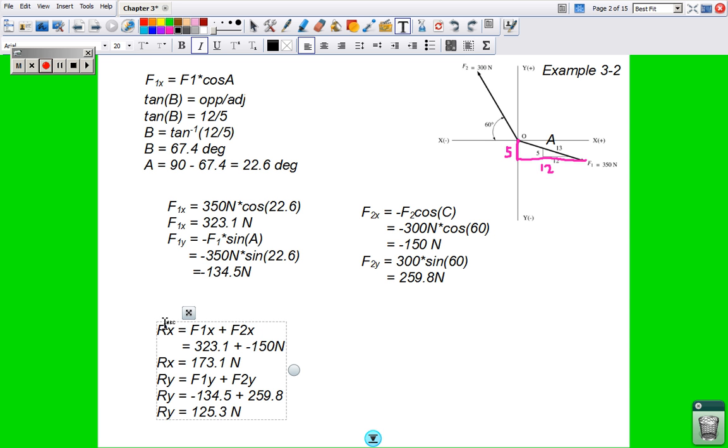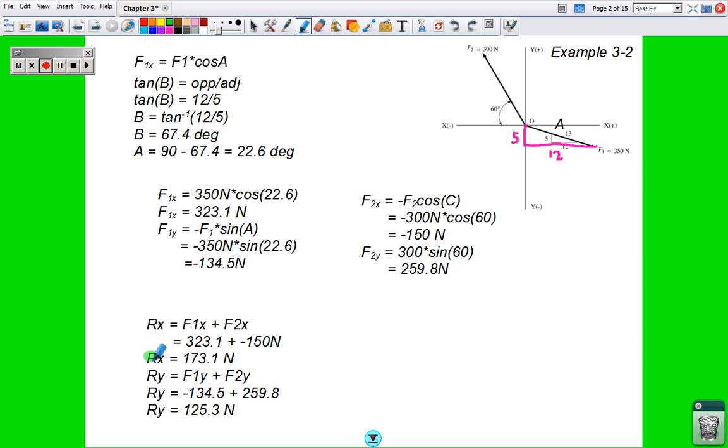Okay, let's just think about what our answer means for a second. Okay, this number is positive and this number is positive. So which quadrant is our answer going to be in? This one. All right.